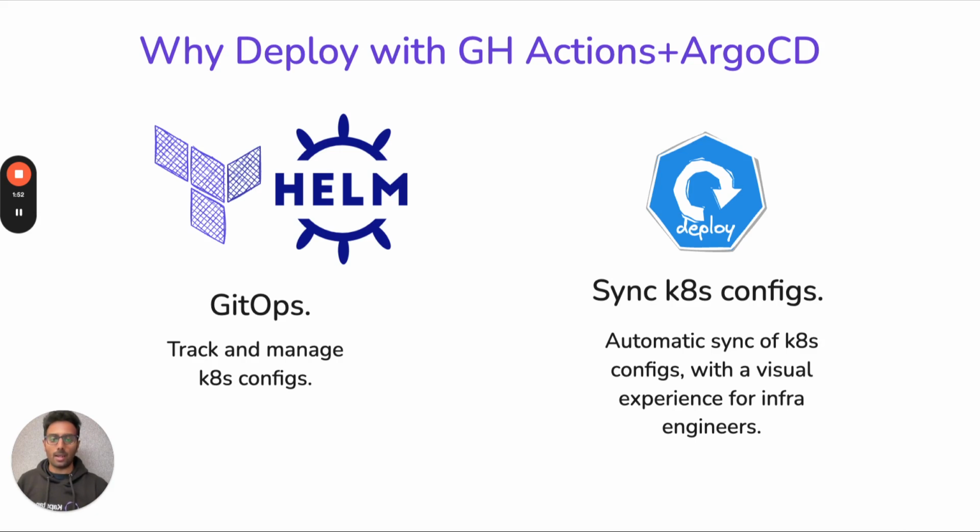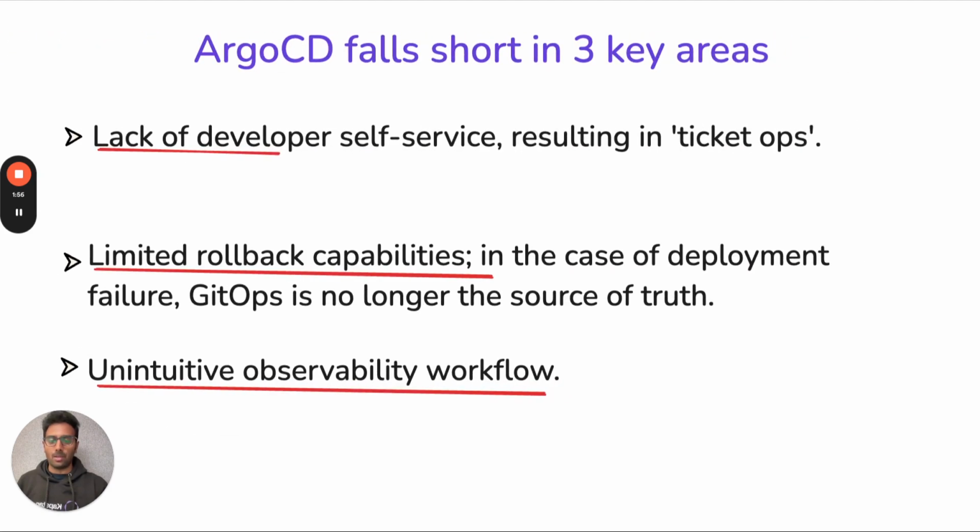That being said, at Kapstan, we also saw a few issues with this approach. The first is a lack of developer self-service resulting in ticket ops. The second is limited rollback capabilities in the case of deployment failures. And the third is an unintuitive observability workflow.